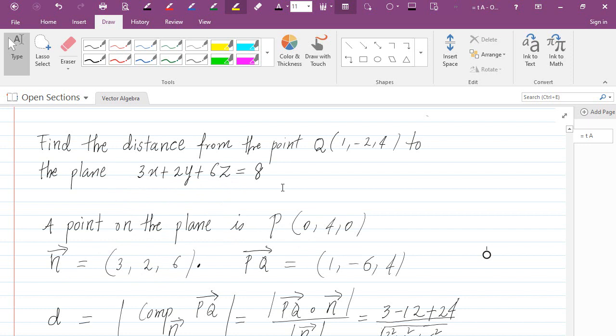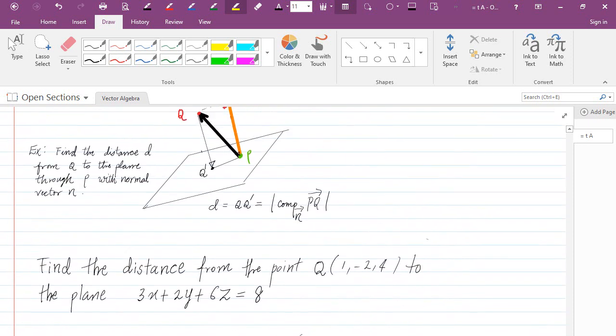So then let's look at the vector from P to Q. So here P is a point on the plane, Q is the given point from which we are trying to find the distance to the plane. So if we look at the vector PQ, then from Q we subtract P. So it'll be 1, minus 6, and 4. So this would be the vector from P to Q. Again, the vector from P to Q would be Q minus P.